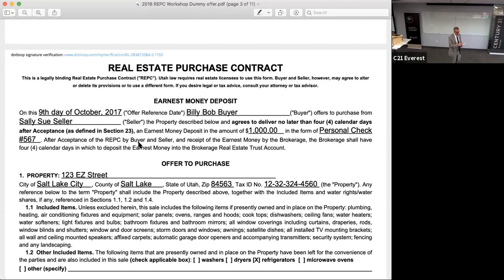So on the earnest money, whatever it's going to be, whether you're using the Earnest app or you're going to have them give you a check, just put in there what the plan is of how they're going to get you the earnest money. All right.